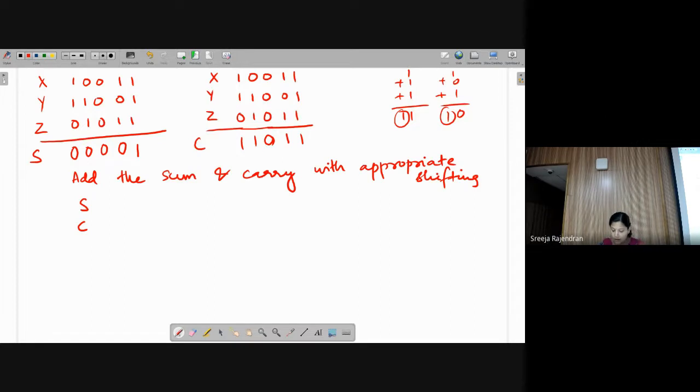Now when I add it this way, is this correct? Why do I have to shift my carry to add? Because in the LSB position there is no carry generated, always. We don't have a carry in the LSB position when I add. Right? There is no incoming carry there. So whatever carry is generated has to start from the position next to the LSB. That is why we shift the carry and we add finally.